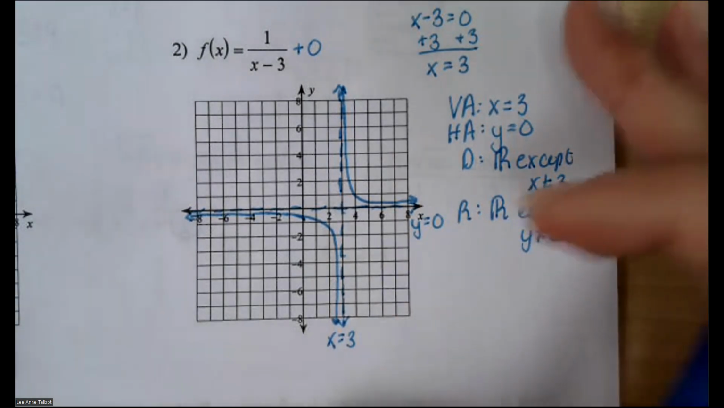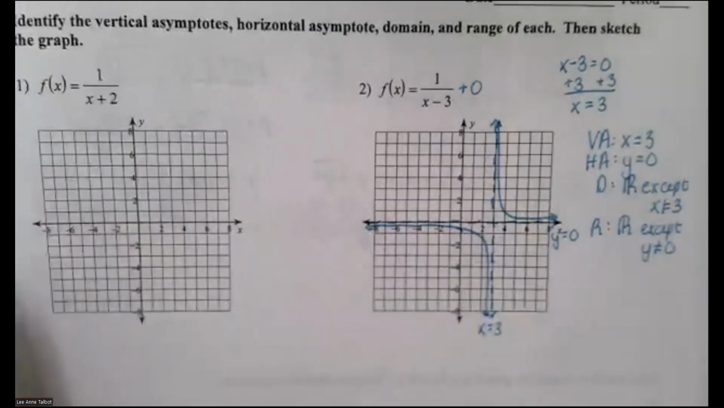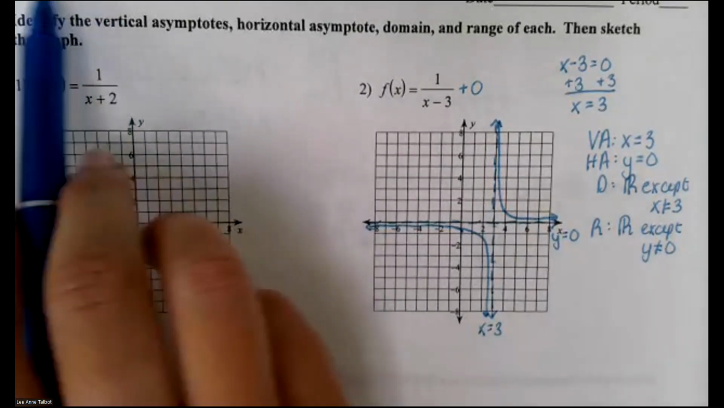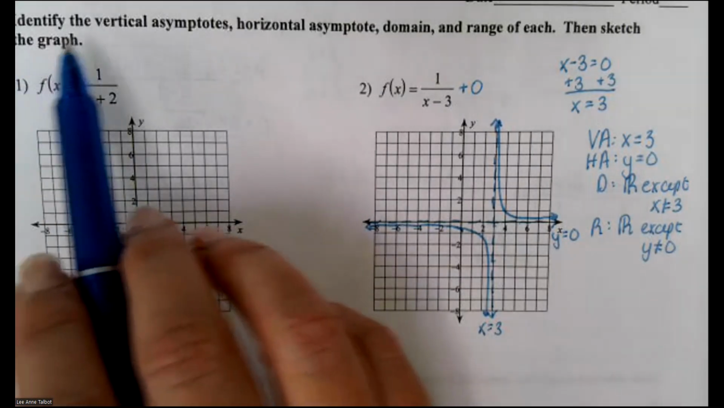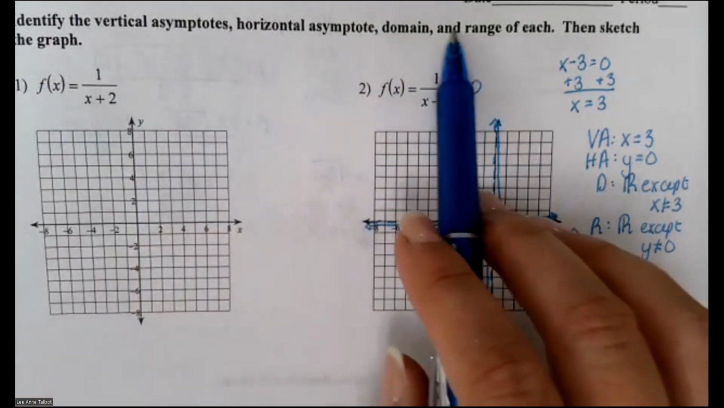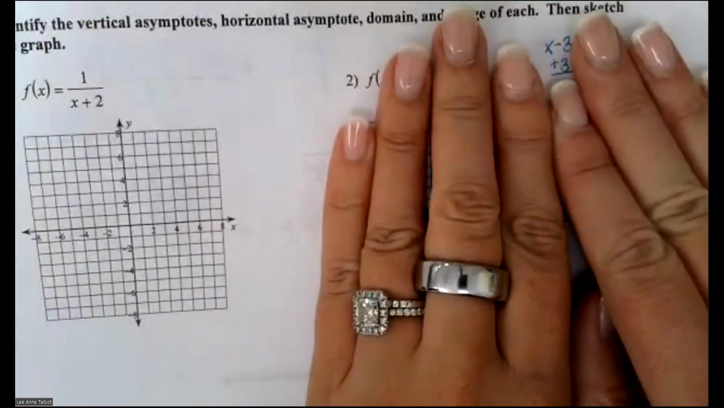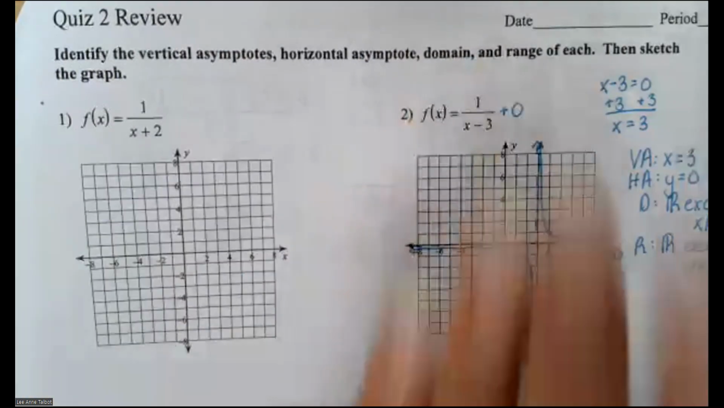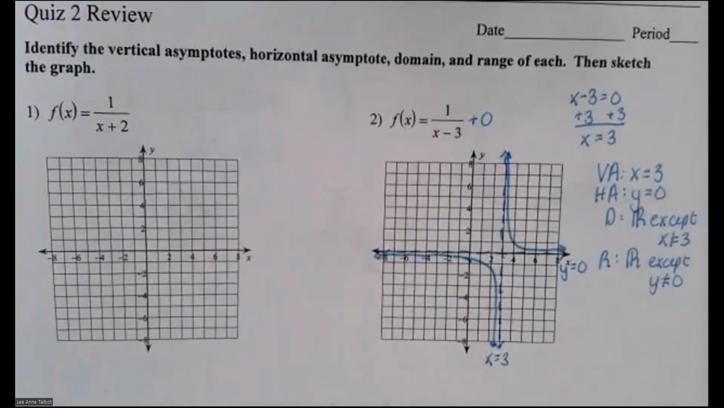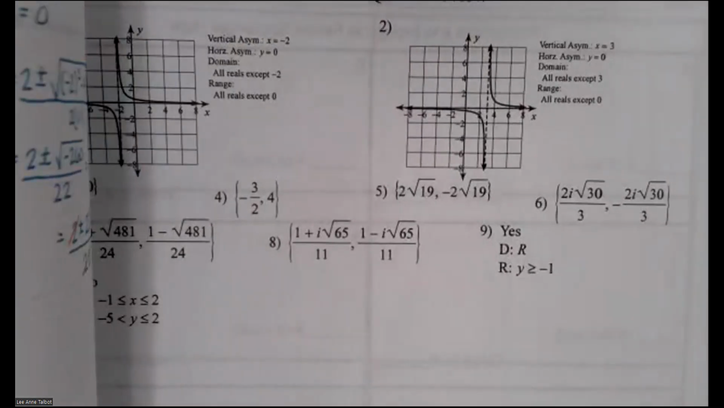No, actually, the quiz directions and the quiz are exactly like this. It literally says, it's the same exact thing. It's even the same font. Identify the vertical asymptote, horizontal asymptote, domain, and range, then sketch the graph. Yeah, that's it. It's just not going to be 2 of them. There's just going to be 1 of them, but it literally looks like this and everything. I forgot if there was another one. Yeah.